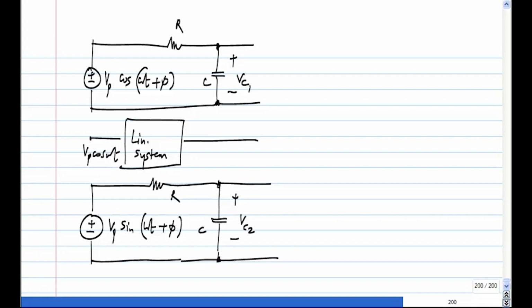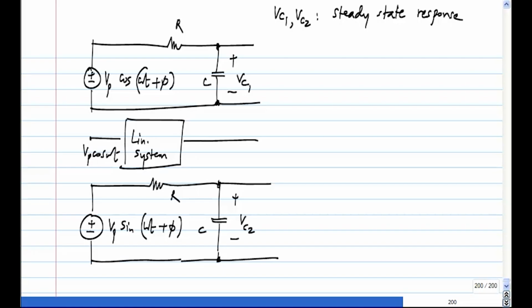So here I am only considering the steady state response parts. Let us say this Vc1 and Vc2 are steady state responses. Vc1 is the steady state response to Vp cos(omega t plus phi). Vc2 is the steady state response to Vp times sin(omega t plus phi). And we know that this follows superposition. So the steady state responses follow superposition.